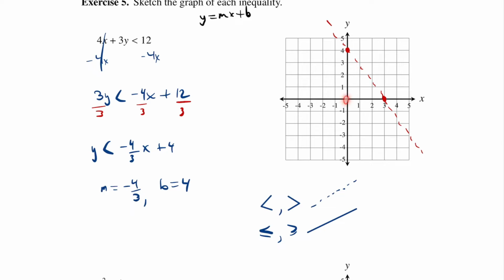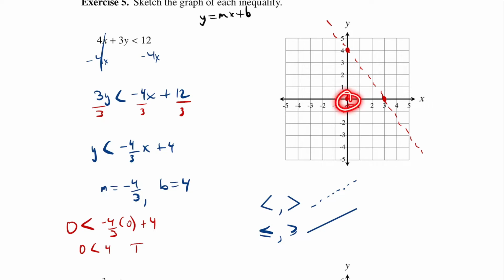And then we have to determine whether we shade below or shade above. So I'm going to choose the origin as a point to test. You can choose any point, but the easiest point to test would be the origin. So substitute the origin into the equation. If you do, you're going to get 0 less than negative 4/3 times 0 plus 4.